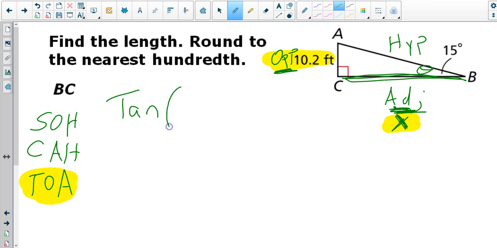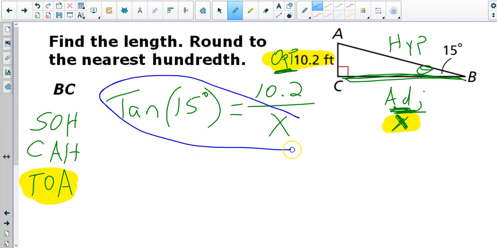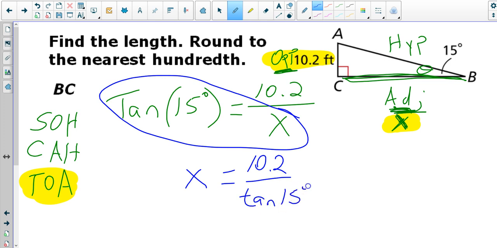So inside of my tangent, remember it's always a function of an angle, we would say the tangent of 15 degrees, because that's where I put my theta, is equal to opposite over adjacent. So it's equal to 10.2 over X. Now if you recall back to the Getting Triggy With It video, when X is on bottom, you swap them. So since our value of X is on the bottom of the fraction, we're going to write down X equals 10.2 divided by the tangent of 15 degrees. Now we are ready to plug it into our calculator.